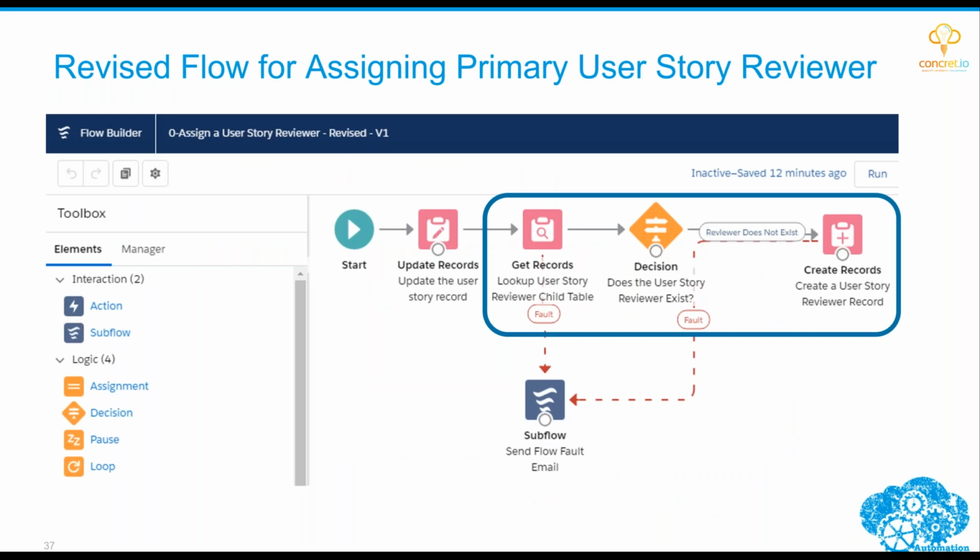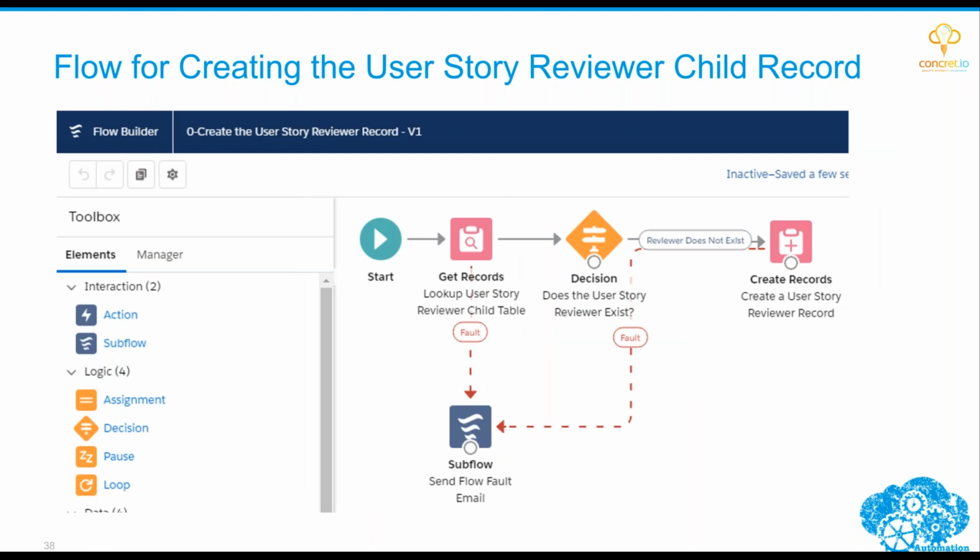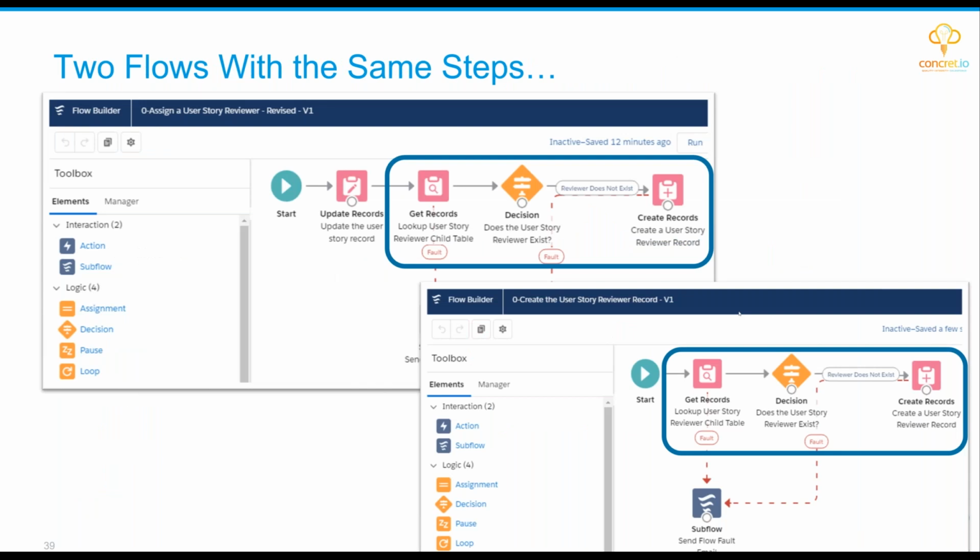So we modified our existing flow to now include the steps of creating a record in a user story reviewer child table. So we're looking up that child table, seeing if the user already exists as a reviewer. If they don't, then we're going to create that record. Now, for those additional user story reviewers, we're going to have a button on our page that allows them to click it, and then that will create the user story reviewer record in that child table for them. So again, it's the same steps. We're doing a lookup to see if they exist, and then that's a decision. If they don't exist, we're going to create the record. So we have two flows with the same 3 steps.